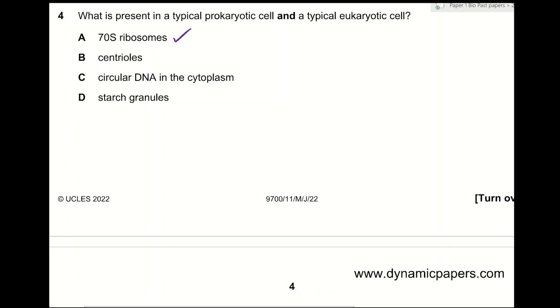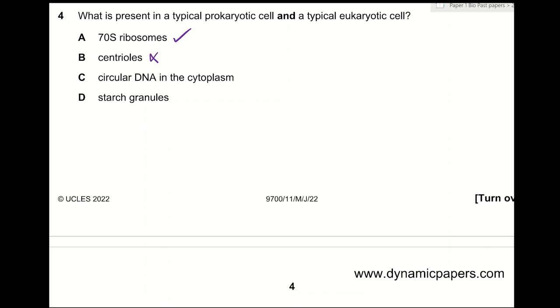Therefore, this is correct for B. Centrioles. As we all know, prokaryotic cells don't have any membrane-bound organelles, and centrioles are membrane-bound organelles. Therefore, this is incorrect. It's not present in prokaryotic cells.